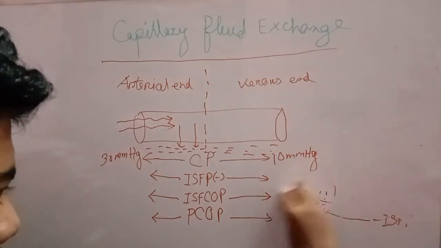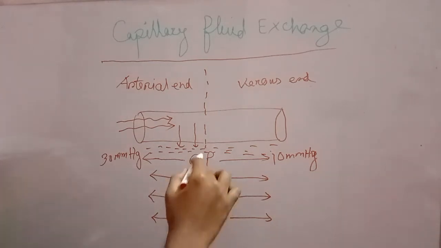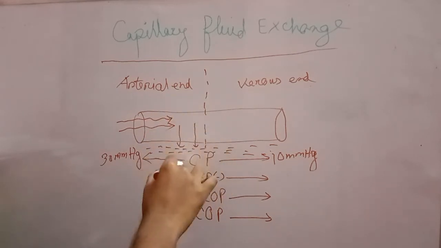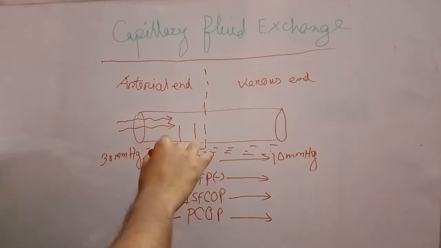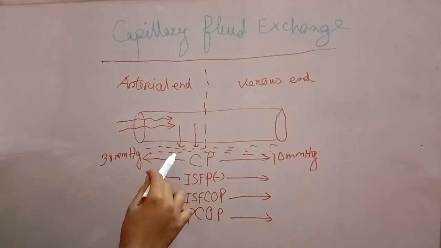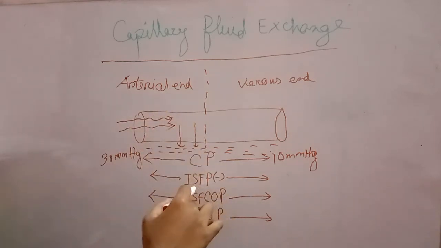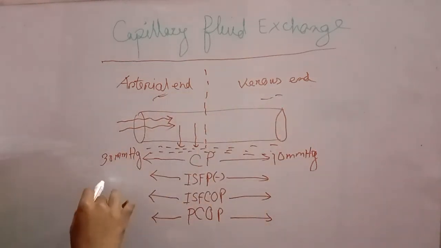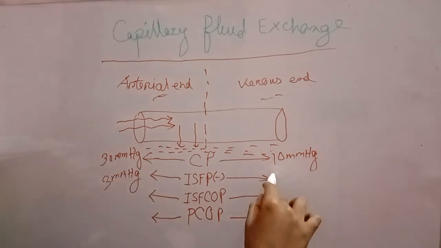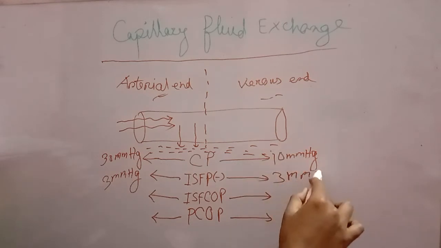Here, the fluid is trying to move inward into the interstitial space. So we can say that the interstitial fluid pressure is obviously negative. The interstitial fluid pressure at both the arterial end and the venous end is 3 millimeters of mercury.